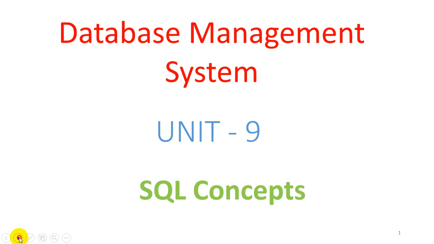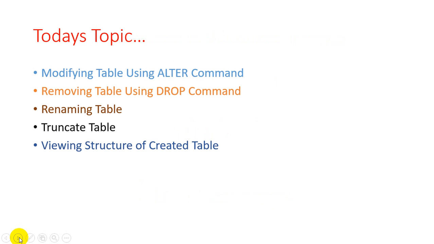So guys, today we will start with different concepts: modifying a table using the alter command, removing a table using the drop command, renaming a table, truncating a table, and lastly viewing the structure of a created table. As previously, we discussed how to create a table with different constraints. We will discuss some more things about a table with different commands. So we'll start with modifying table structures.